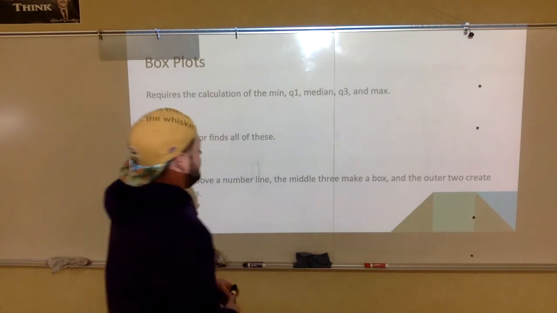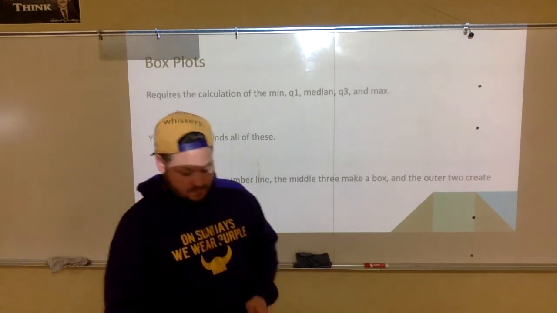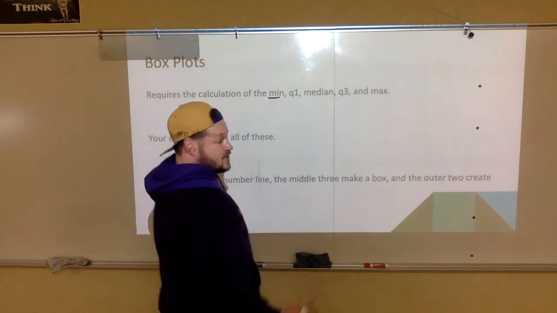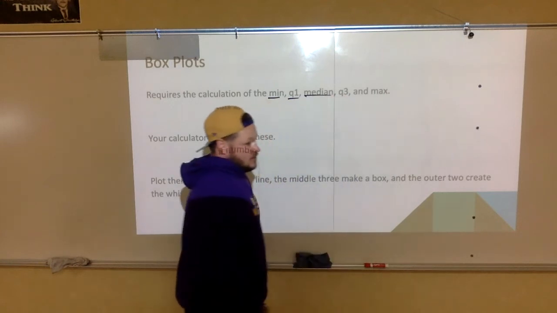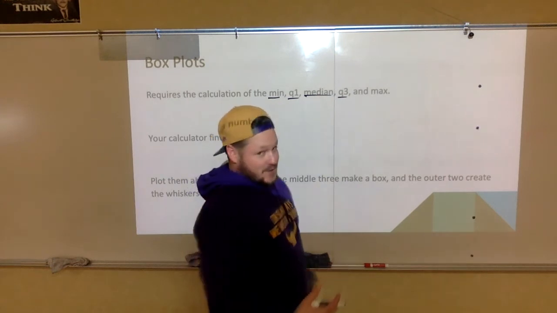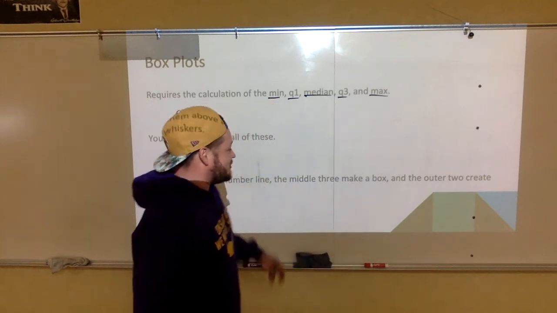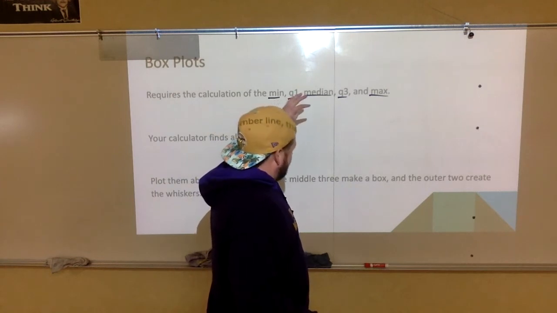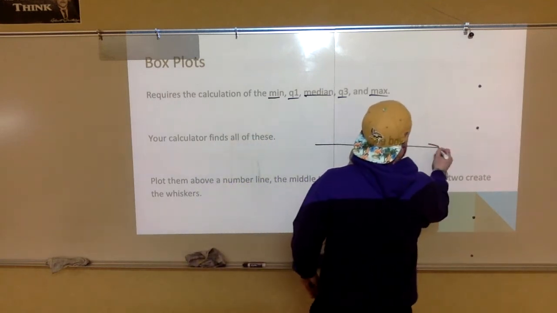In order to make a box plot, you need 5 pieces of information. You need the min, which we found in our calculator. You need Q1, which we found in our calculator. Our median, which we found in our calculator. Our Q3, which we found in our calculator. And you guessed it, the maximum, which we found in our calculator. So your calculator does all the hard work. What we're going to do here is find all those, and then plot them. And I will show you what that looks like.